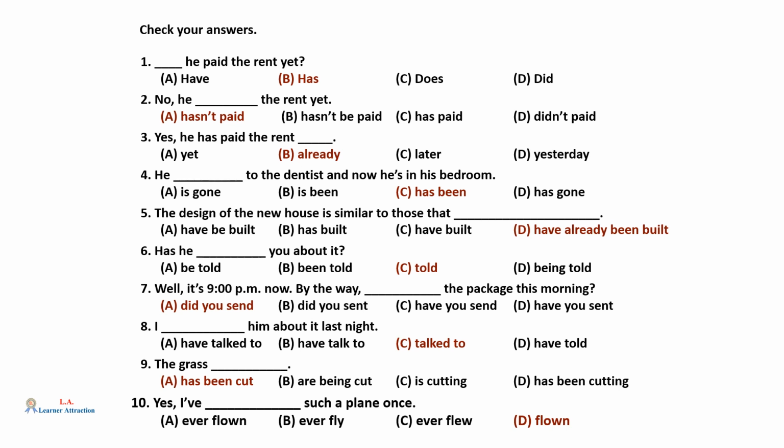Question 5. D. Have already been built. The design of the new house is similar to those that have already been built. Question 6. C. Told. Has he told you about it? Question 7. A. Did you send? Well, it's 9 p.m. now. By the way, did you send the package this morning?